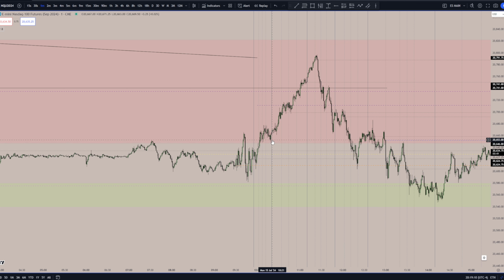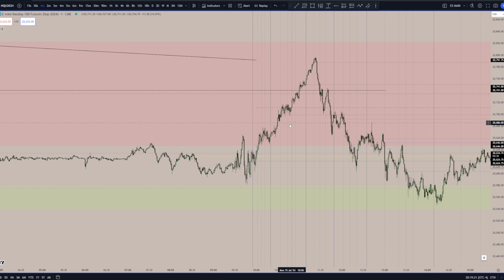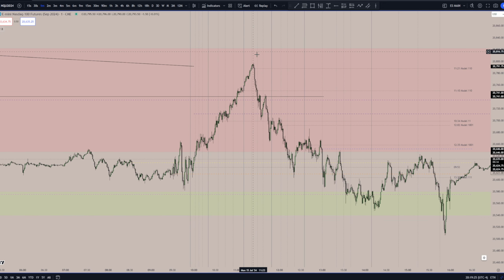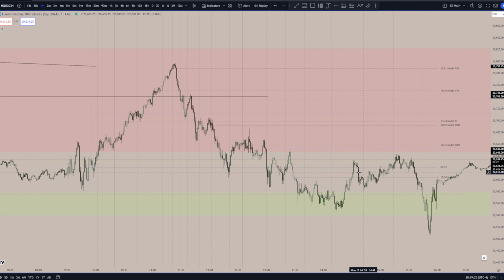From 1020 we had that start, and then 1034, 1044, and 1055 you could have used, you know, those times for entry. You could have used a 1034 root candle to kind of target this high here. And then very clean, honestly, in my opinion, it was clean price action today. I'm not gonna lie, even 1001 was clean. It was very volatile today.